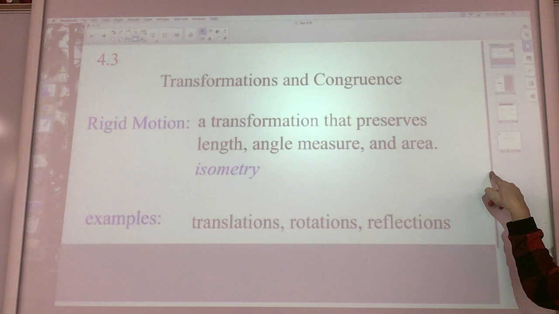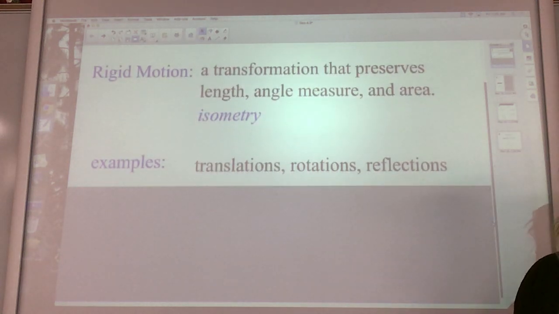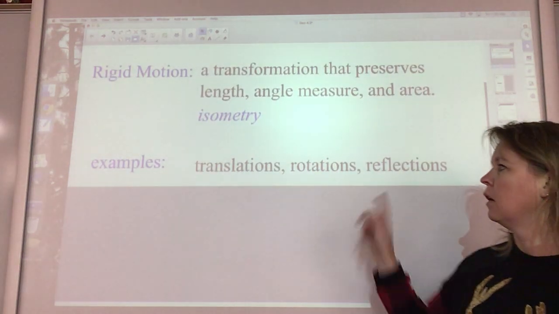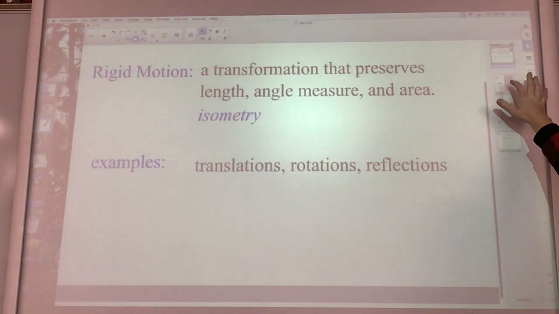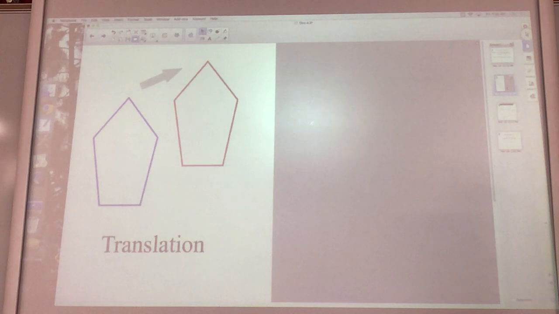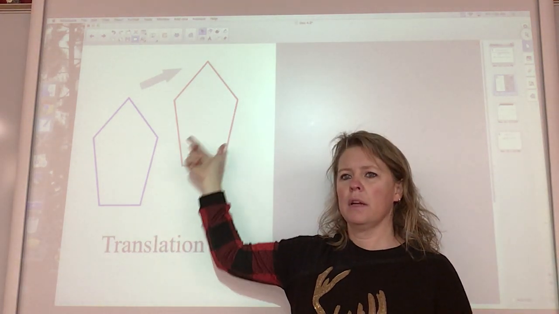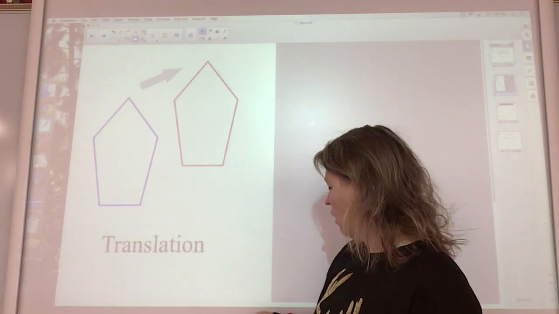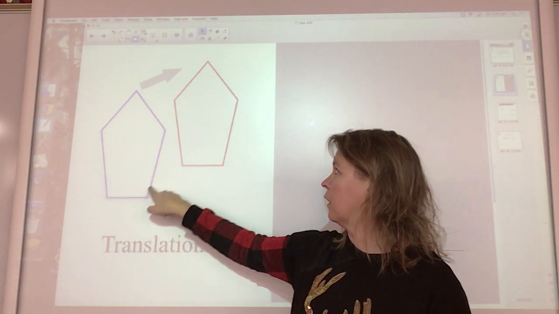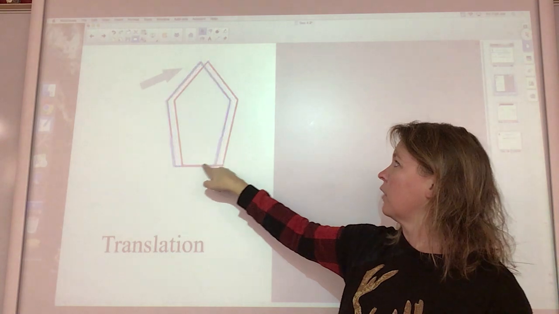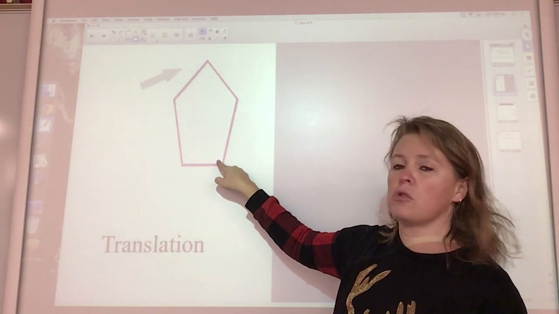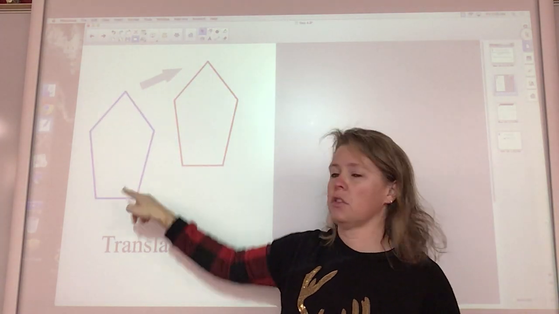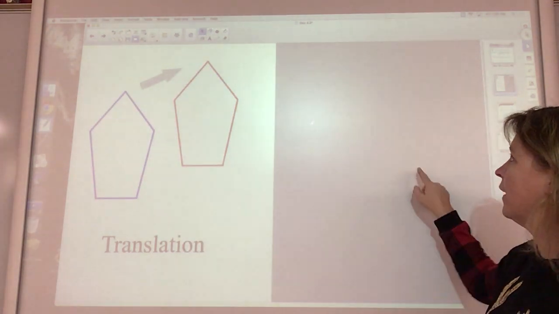Some examples of rigid motions: you could use translations, rotations, or reflections, and we're going to talk about the difference between each one. This first one, starting with the blue drawing and going to the red drawing, is a transformation. All that happened is you took this figure, slid it in the direction of the arrow, and moved it over to this spot. You translated it to another position on the paper. Translation.